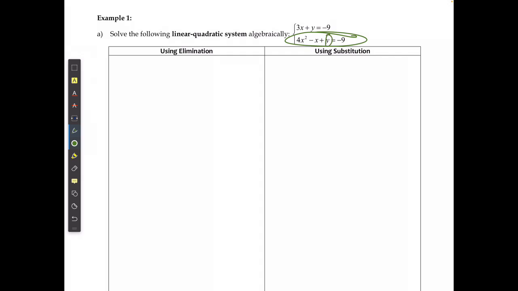Because even if I eliminated the x in both of these, I'd still have the x squared and the y, and I don't have that equation in one variable that I need in order to solve it. So I'm going to eliminate y, or I'm going to isolate y in my substitution. Everything else should be pretty much the same. So first off, I have my two equations here.